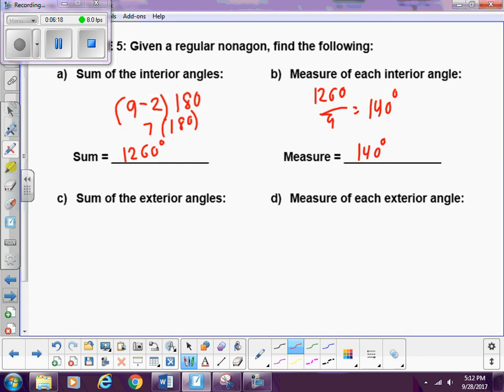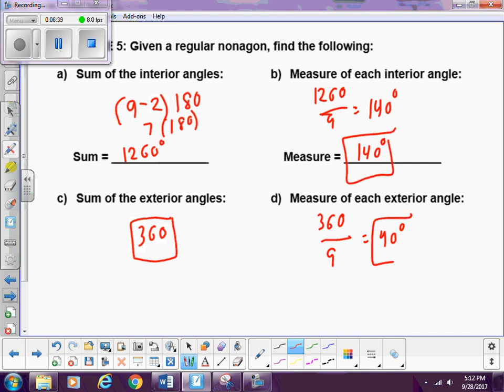Okay, next question, letter C. Find the sum of the exterior angles. That doesn't take much thought. It's 360, never changes. Now to find one exterior angle, you're going to take the sum 360 and divide that by 9 congruent angles, and you get 40 degrees. Notice that the interior angle and the exterior angle of the regular polygon should be supplementary. They add to 180, and it does check out. 140 plus 40 is 180.